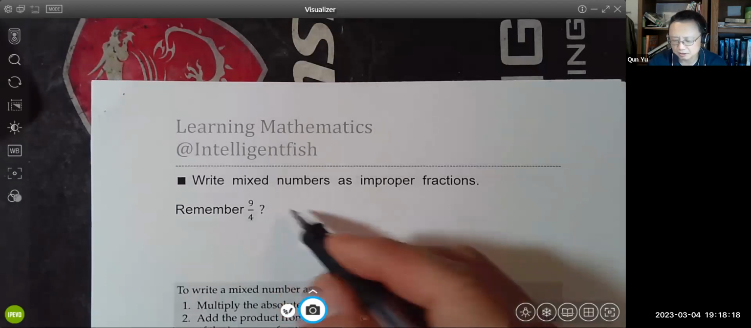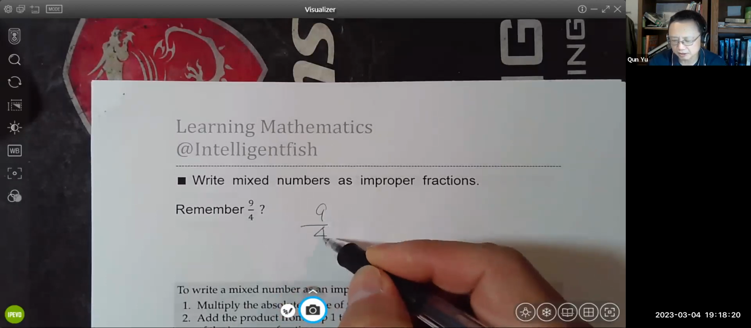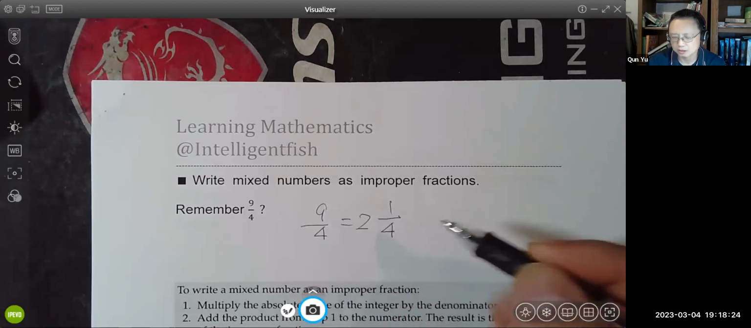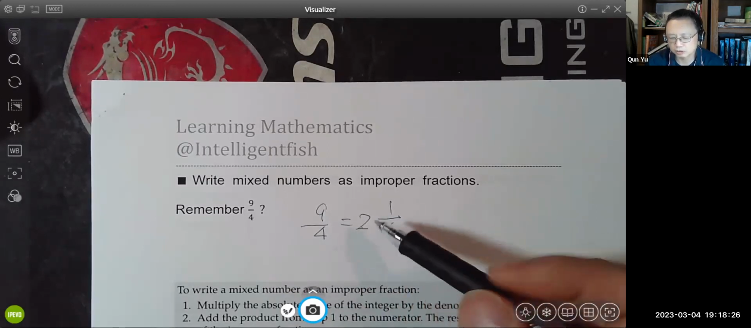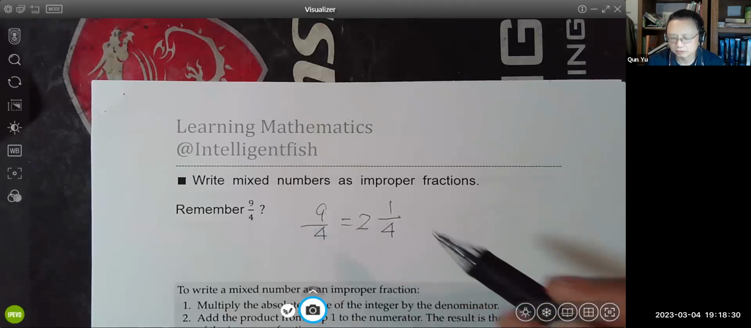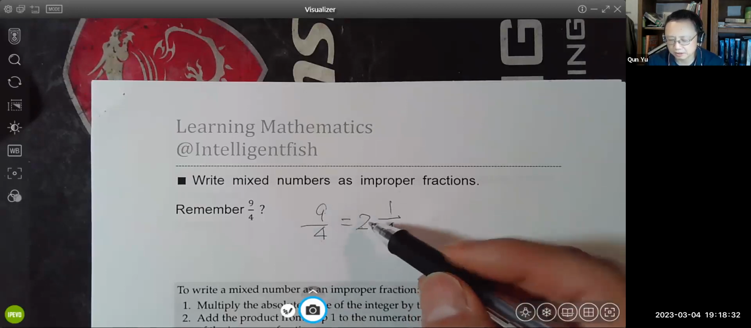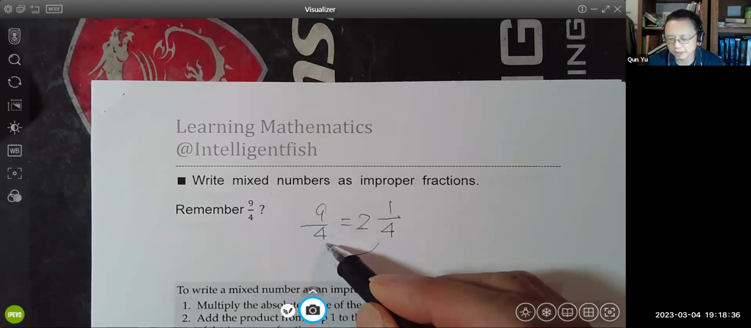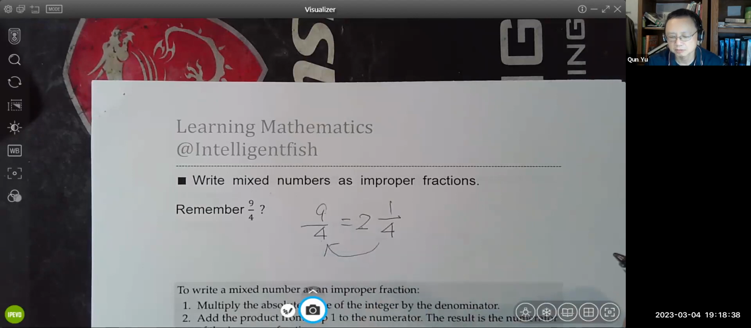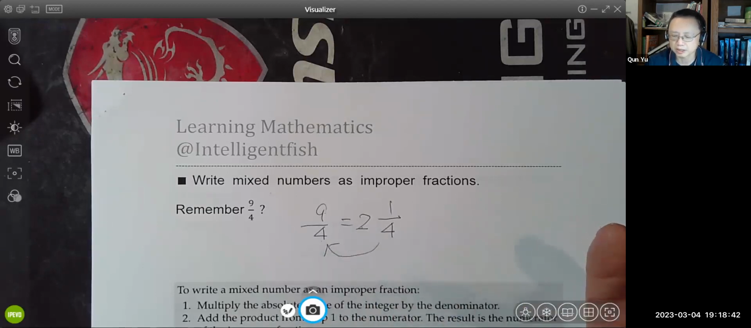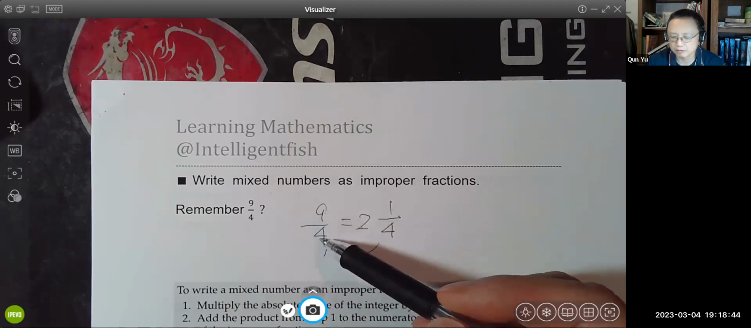So this one, we already did this. This one equals 2 and 1/4. How do we get 2? We use 9 divided by 4, right? So we want to reverse this process, since this time we want to convert a mixed number back into an improper fraction. How to reverse that? We do the opposite operation.